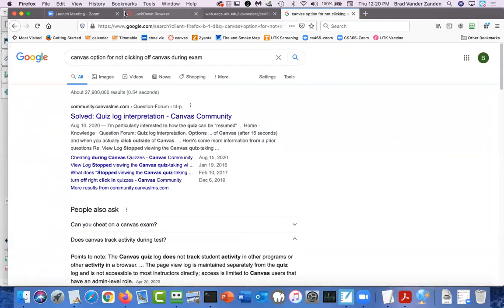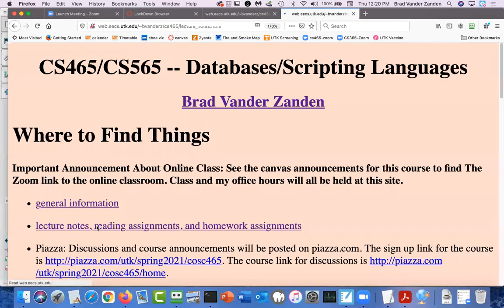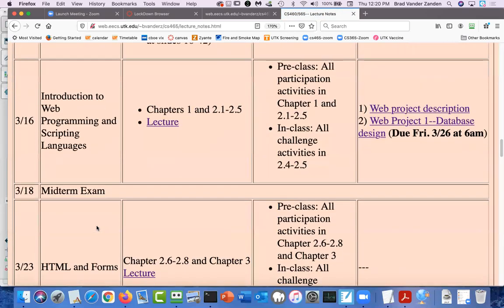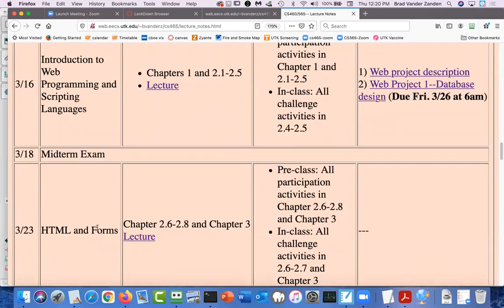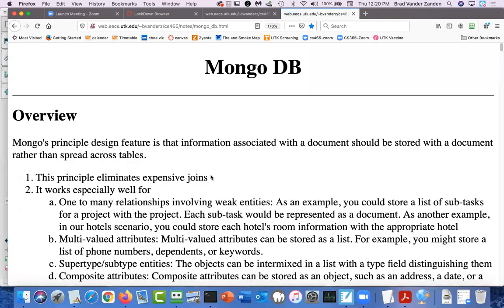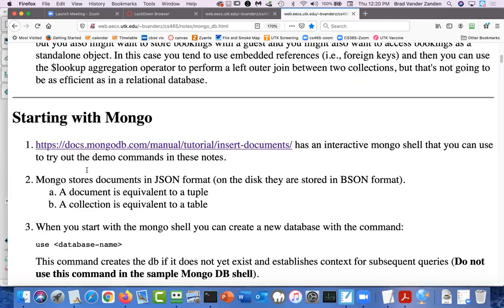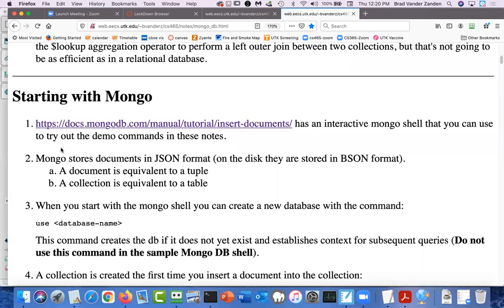I have 311 MongoDB and I have my MongoDB notes. It has a quick overview, which is what I will go over today. And then it has starting with Mongo. And actually what I'm going to have you do is walk through this document on your own. I set it up so that it was like an interactive tutorial.